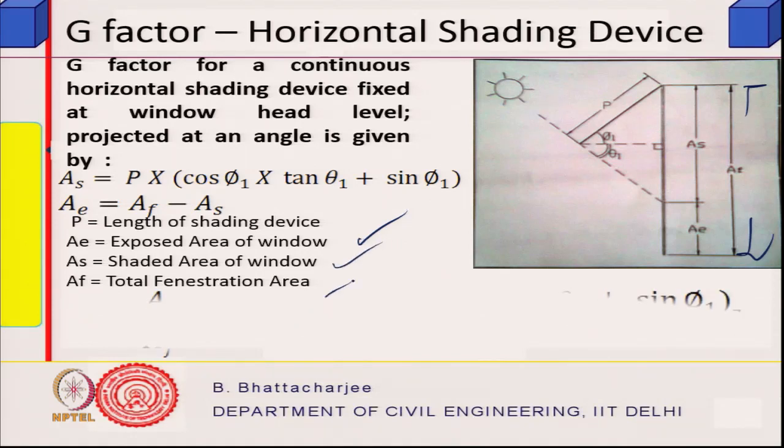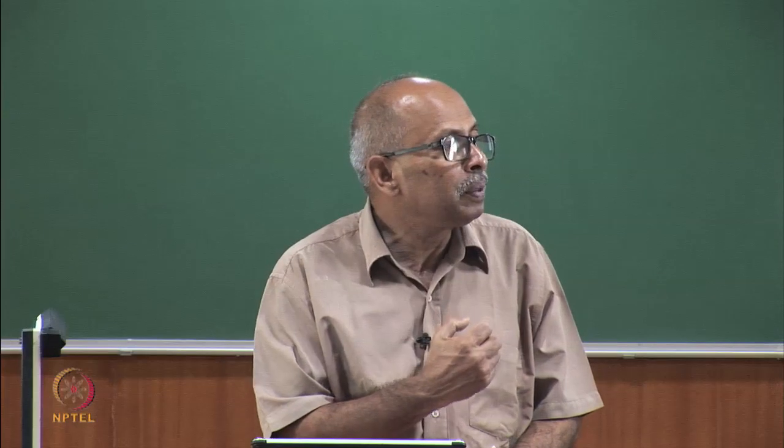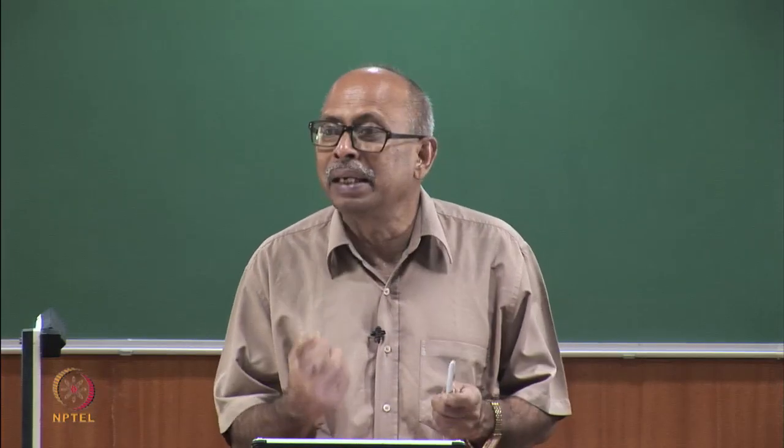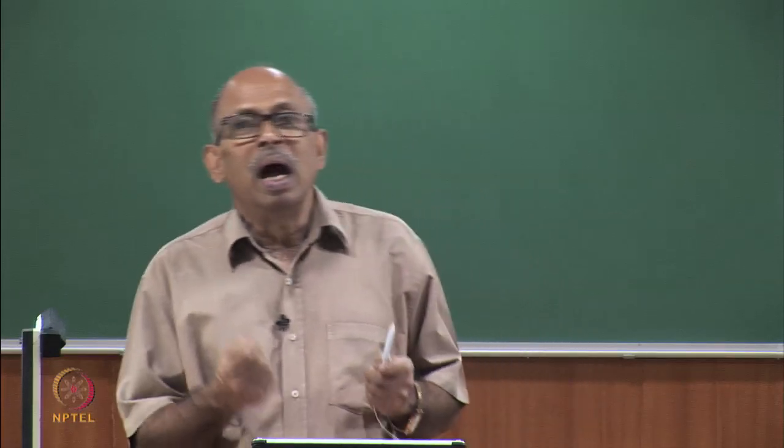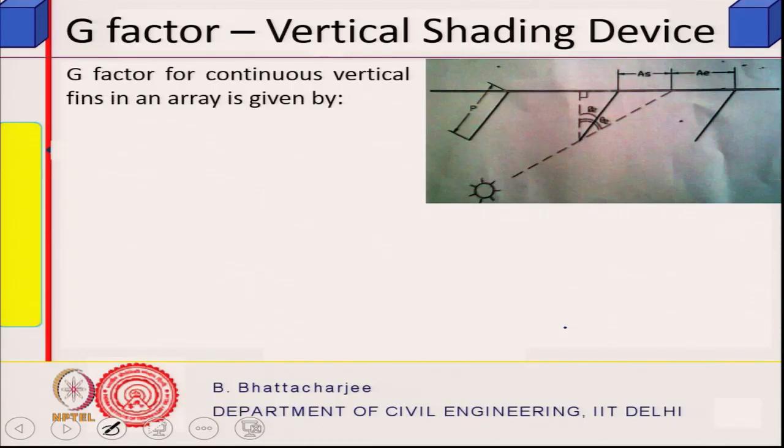Now we can find out actually. So G is the ratio of AE by AF, which is 1 minus this, because AS was this and AE is AF minus AS. So AE by AF, if I divide by AF, I will get 1 minus AS by AF. So fenestration area is known to me, this ratio I can find out, right? This G multiplied by I is the radiation received, G multiplied by I at given time. So G is a function of time, I is a function of time, and we know how to calculate it for any surface. So I into G, sum it up for all, you can find out.